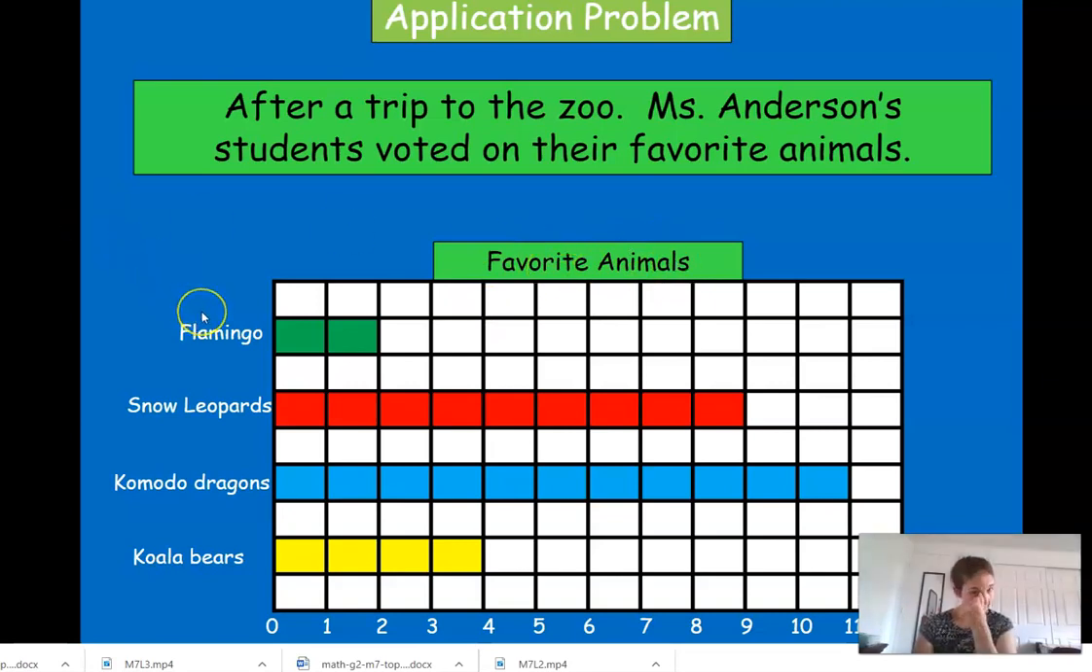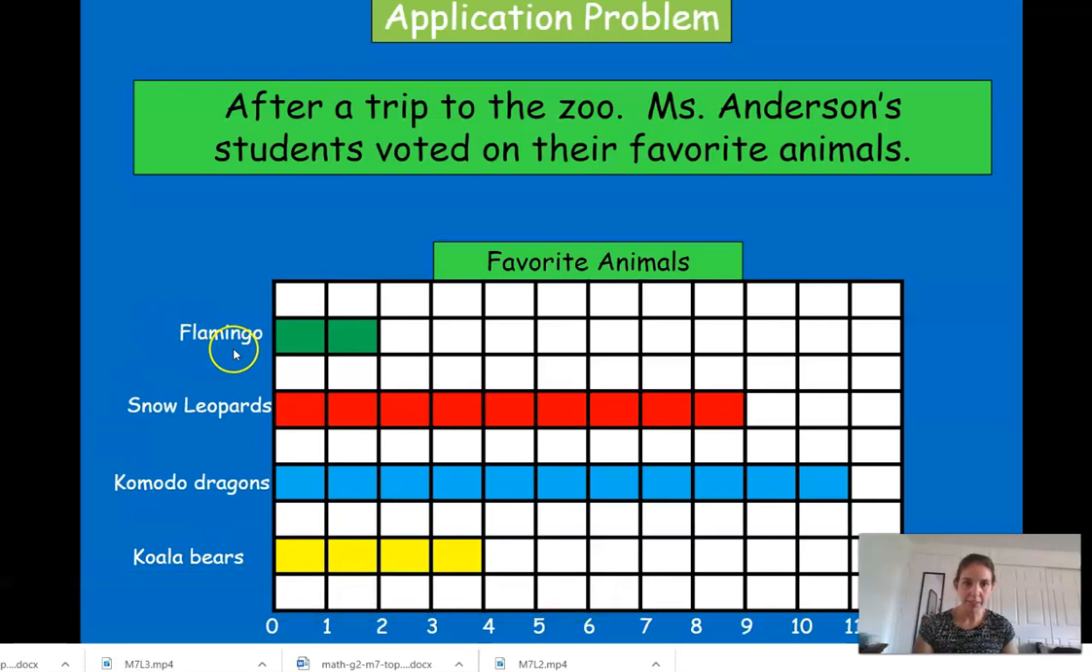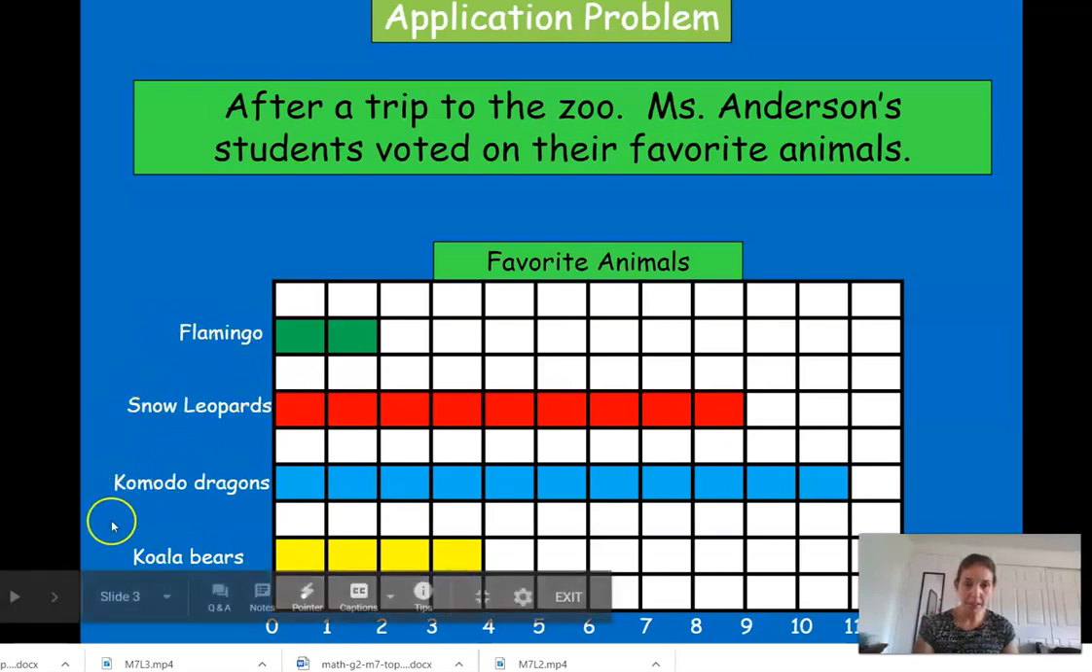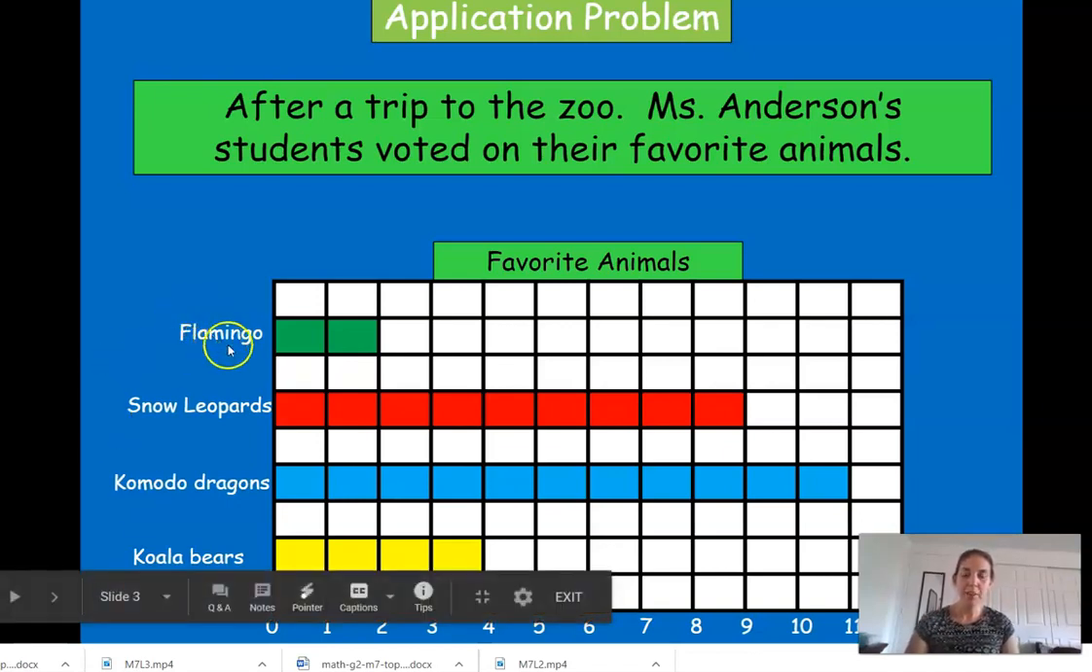On the side, they labeled the different animals that they had to choose from. So we have the flamingo, snow leopards, Komodo dragons, koala bears. I know which one's my favorite. What's your favorite? Mine's koala bears. Okay, so now we can see, and don't forget, they included their scale down here, their number scale. And that's important to know and important to make sure you include when you're making yours.